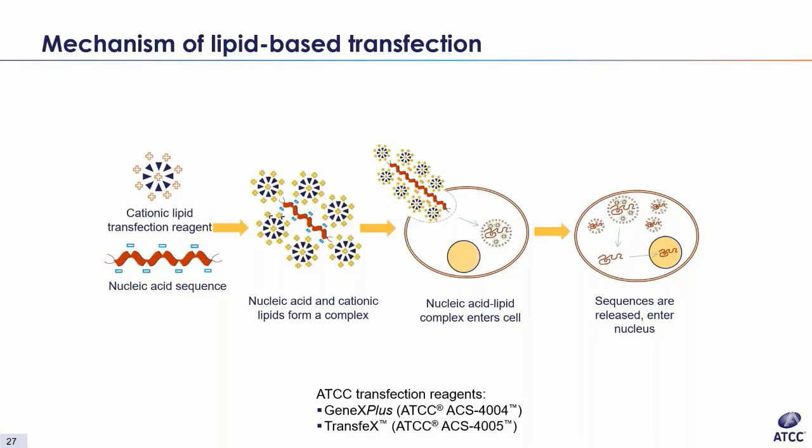ATCC supplies two lipid reagents for transfection, GeneX Plus and Transfex. Transfex is our all-purpose reagent, working well with continuous cell lines and primary cells. As suspension cells are a bit more challenging for transfection, we often find that GeneX Plus offers higher transfection efficiency for these suspension cells.